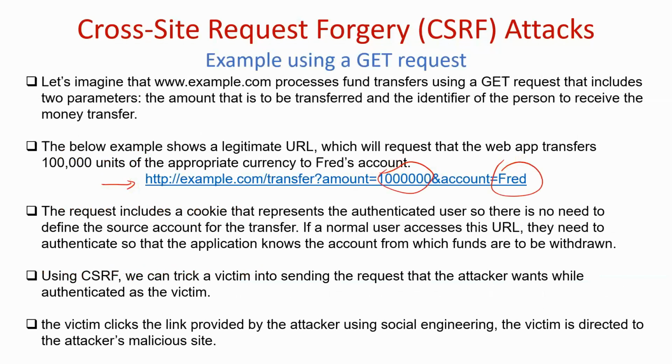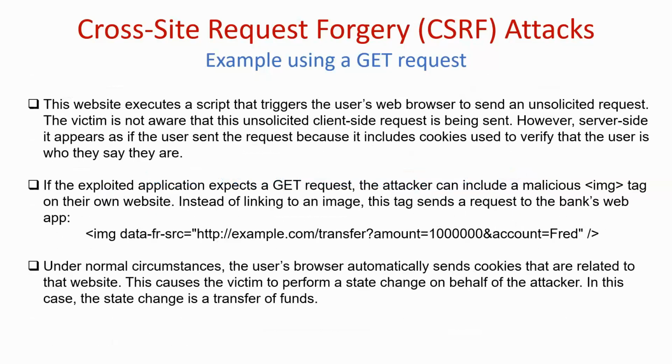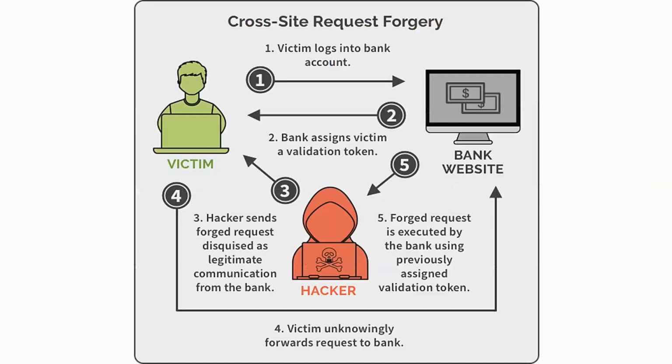Now, the trick is that the attacker wants the user to send this, but the user doesn't want to. So the attacker would try to do this behind the user's back. So how would the attacker do that? The cross-site request forgery attack works in this way. First of all, the victim must be logged in the system. So the victim logs in the system normally, for example, because they want to make a transaction or whatever the case is.